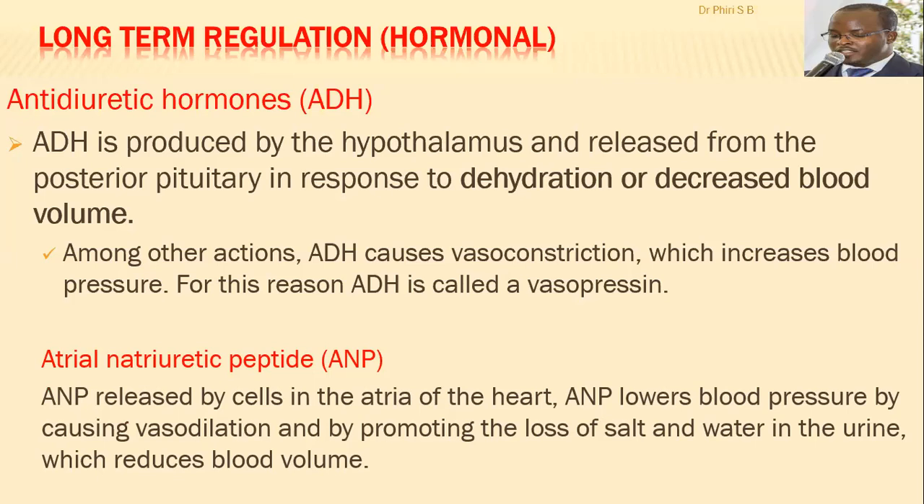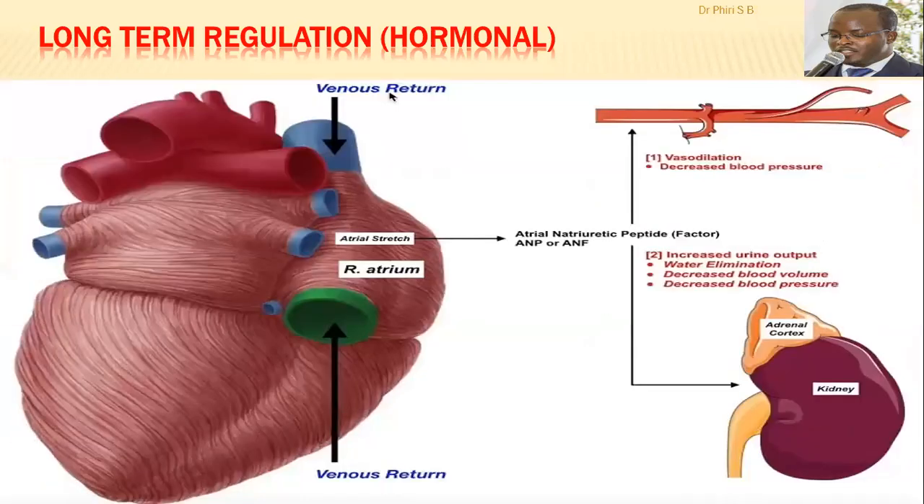vasodilation of the afferent arterioles, these afferent arterioles that are supplying the kidney nephrons. And then you know that the glomerular filtration is going to increase. Then you're going to be losing a lot of water in the urine. So blood pressure will reduce because the blood volume is going to reduce.